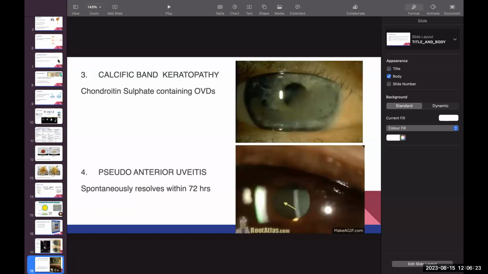Another complication is calcific band keratopathy because of phosphate buffers that is present in OVDs. And the last one is pseudo.